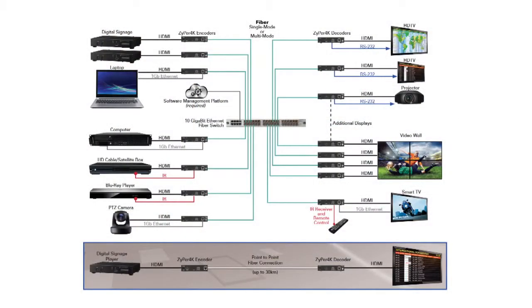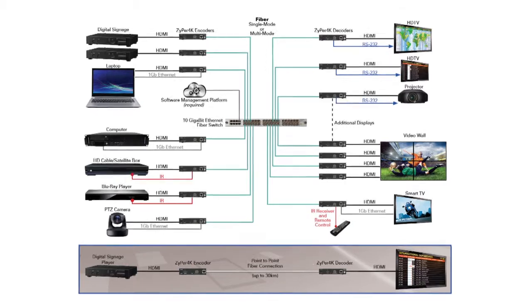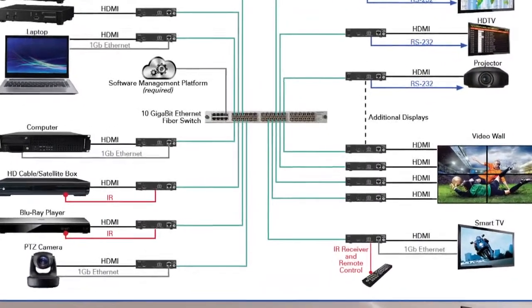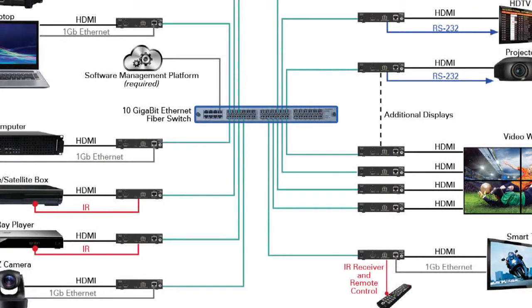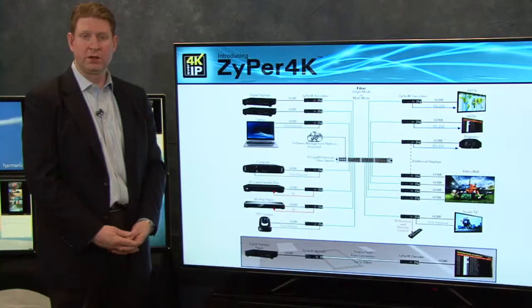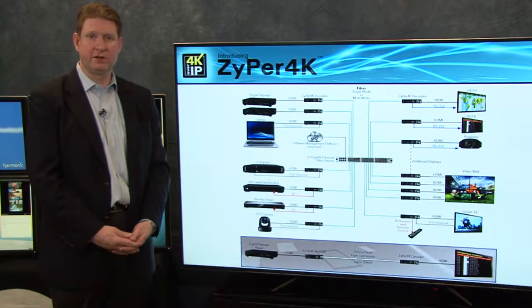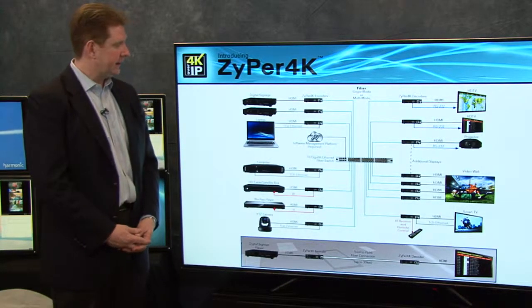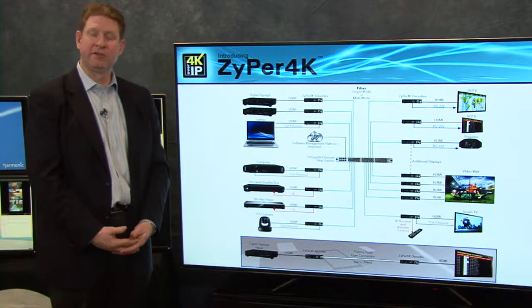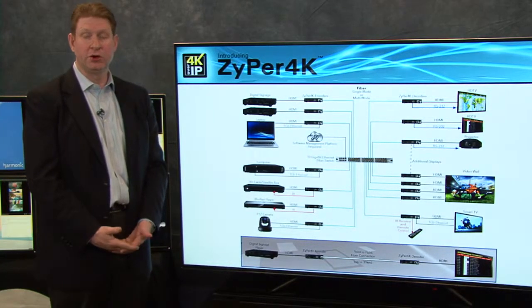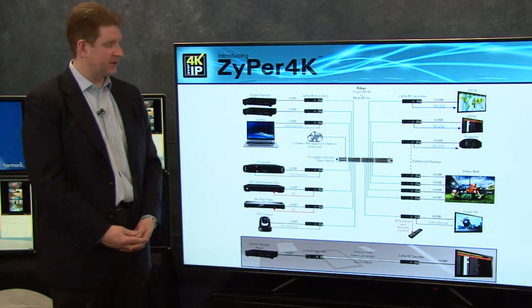So if you look at the existing ZyPer 4K architecture, at a glance you might think it looks like every other audio-video matrix system that you've seen. But the significant difference here is that in the center of the architecture is an off-the-shelf 10 gigabit Ethernet switch. So that allows you to choose the vendor based on your requirements. It also provides you scalability and flexibility that you don't traditionally get with conventional systems.